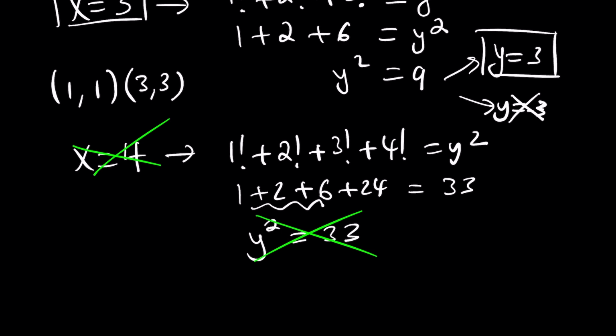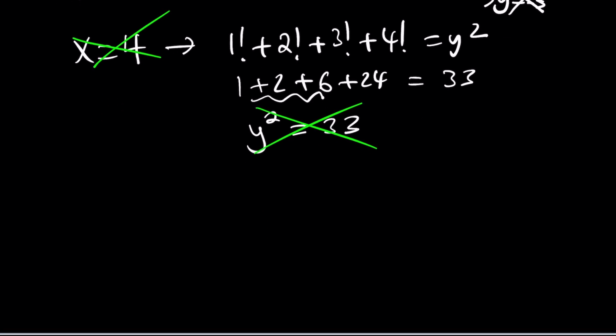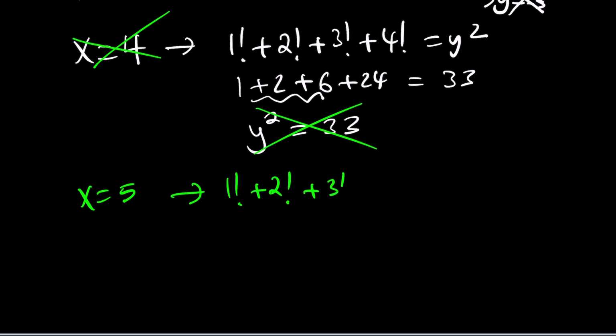But is that going to be true for all even values? Let's go ahead and check it out. Now the next thing I'm going to check is x equals 5. And let me tell you, we're almost done with this. So just hang in there. If x is 5, we get 1 factorial plus 2 factorial plus 3 factorial plus 4 factorial plus 5 factorial.